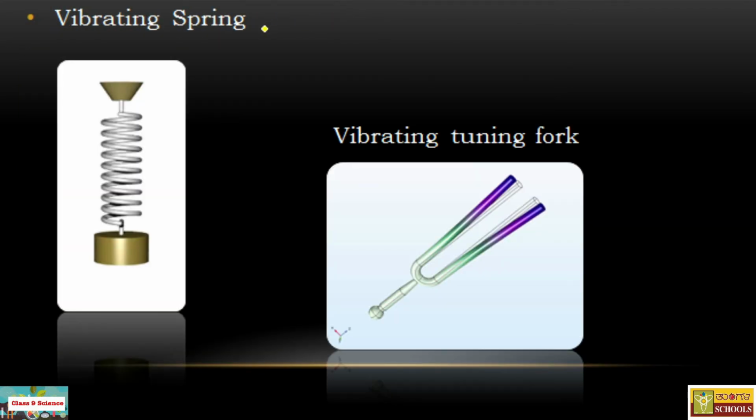Let us move to the examples for vibratory kind of motion. A vibrating spring and a vibrating tuning fork are the best examples for vibratory motion. As I said earlier, vibrations are nothing but fast oscillations. Fast oscillations are generally termed as vibrations. Vibrations of the spring give the vibratory motion. Similarly, the vibrating tuning fork is an example. The motion of the prongs of the tuning fork gives the vibratory motion.